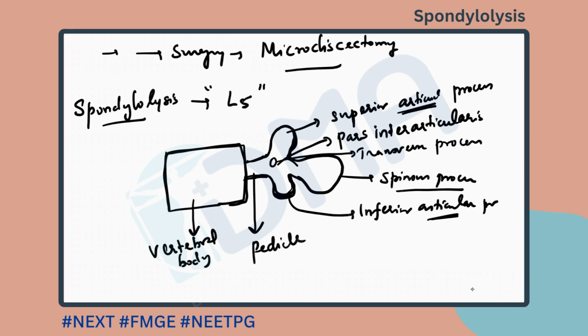If you look very closely, it looks like a dog when you see it from the lateral side. This appearance is called the Scottish dog appearance. You should imagine it, I didn't draw it properly. It looks like a dog with an eye there. So it is called a Scottish dog appearance.